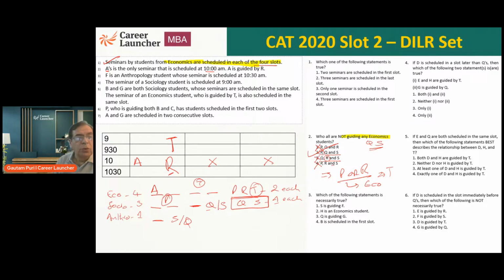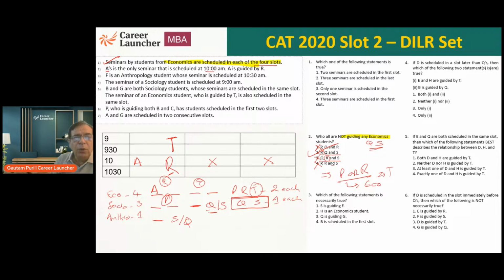Right? So P is guiding 2 sociology students. Between Q and S, one of them is guiding 1 sociology student, and the other person is guiding a single anthropology student. And we know now that R is the faculty in charge for A and one more student of economics, and T is the faculty in charge for the other two economics students. So using question number 2, हमने ये वाला काम तो निपटा दिया है.